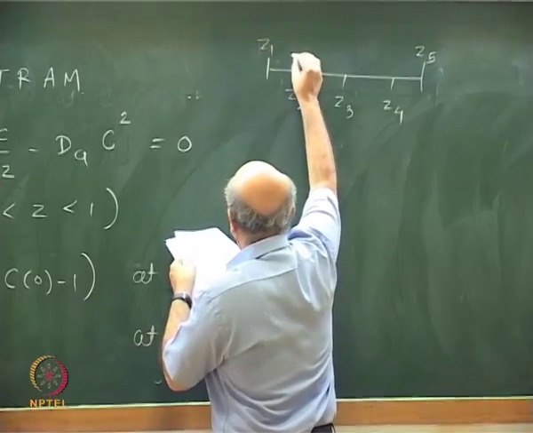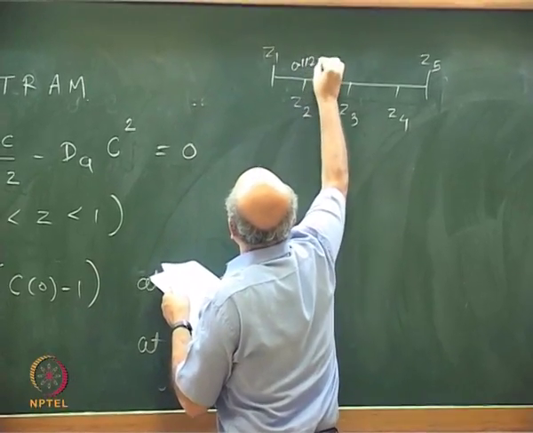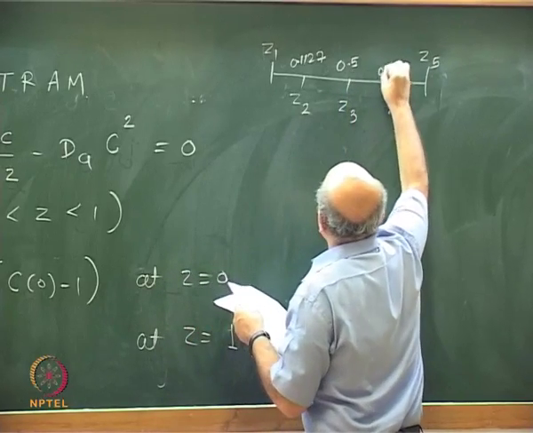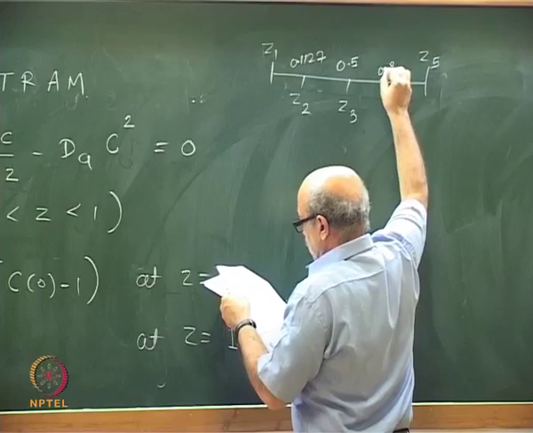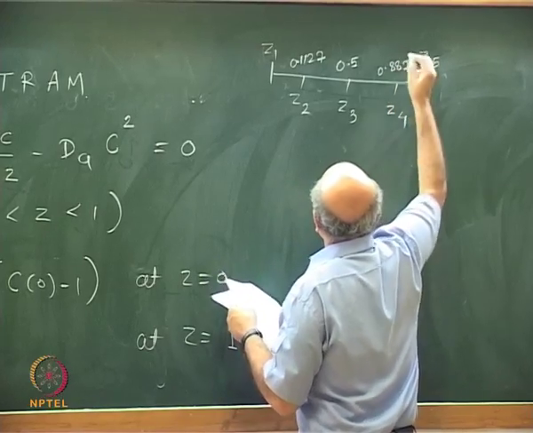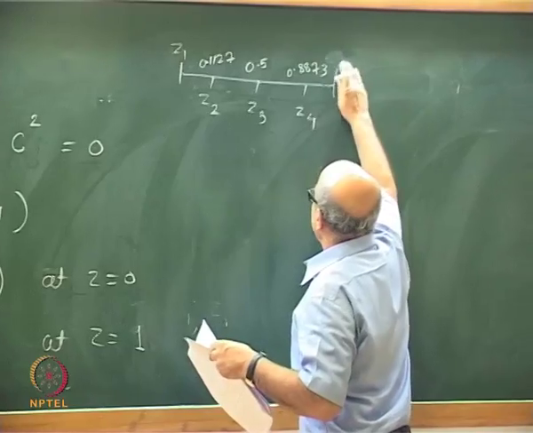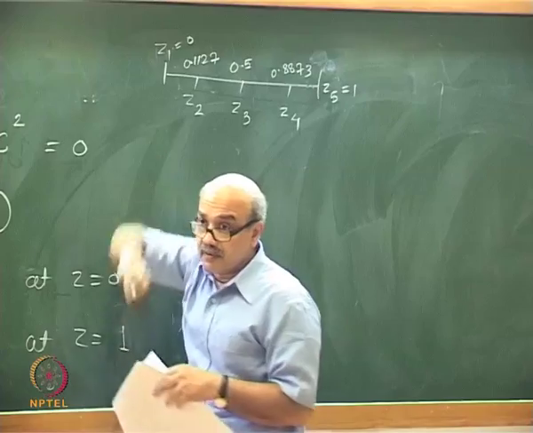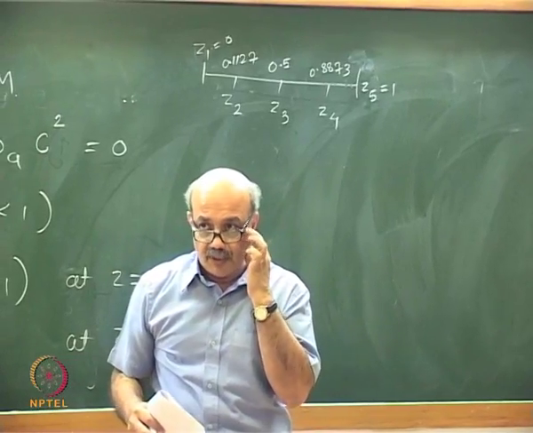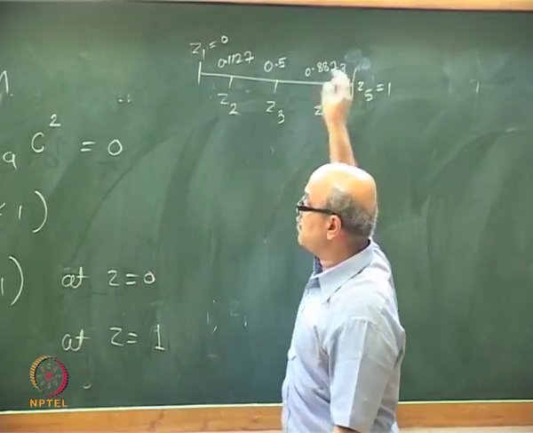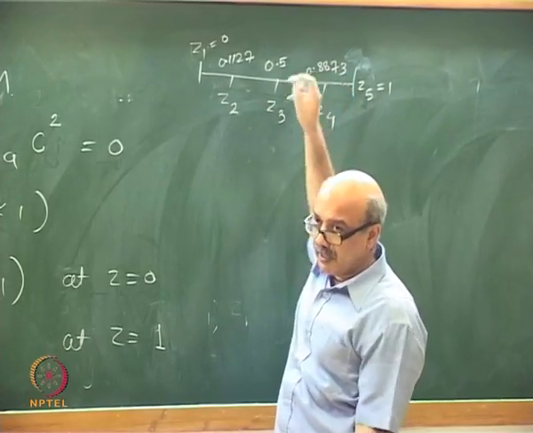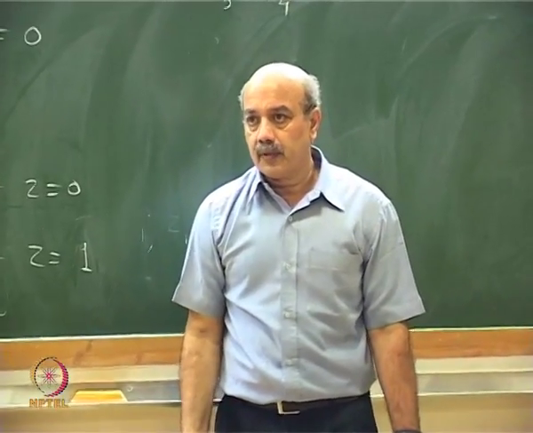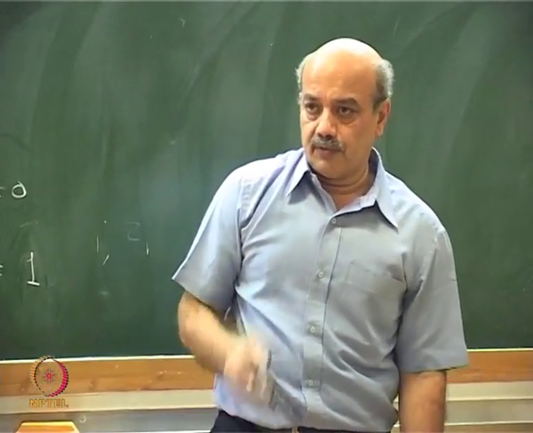So the first one is at 0.1127, second one is at 0.5, third one is at 0.8873. Okay, z5 is equal to 1 and z1 is equal to 0. So we have 5 collocation points, 3 internal collocation points and 2 boundary points. Then we are going to get 5 equations in 5 unknowns.